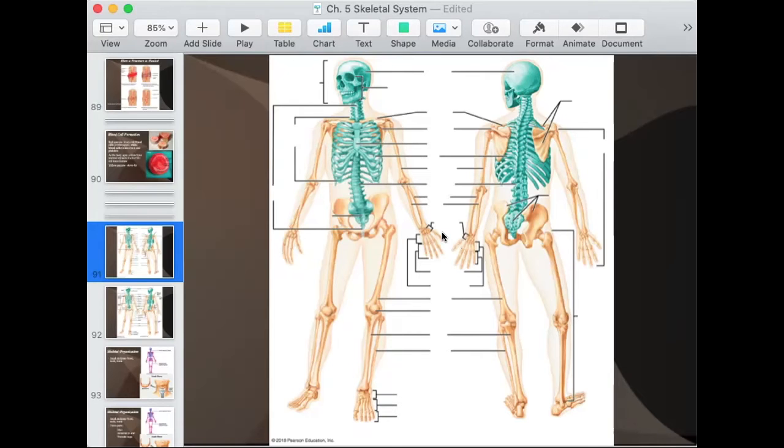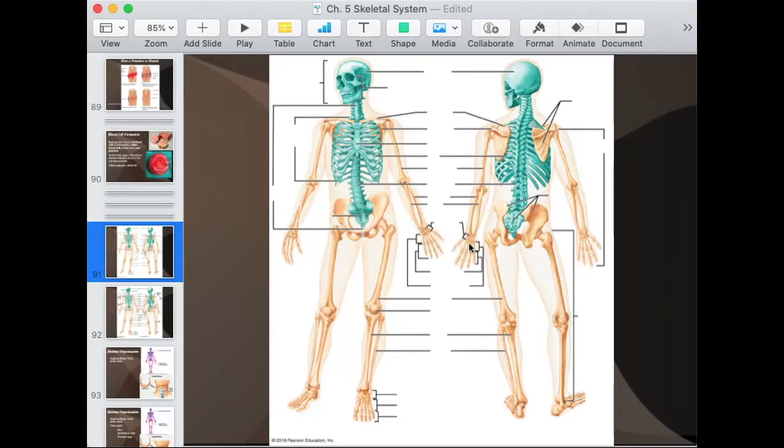So this right here, you see your thumb, so that would be your radius, pinky side, your ulna. Your wrist bones, carpals. Carpal tunnel syndrome is when your wrist is hurting. So those are your carpals.